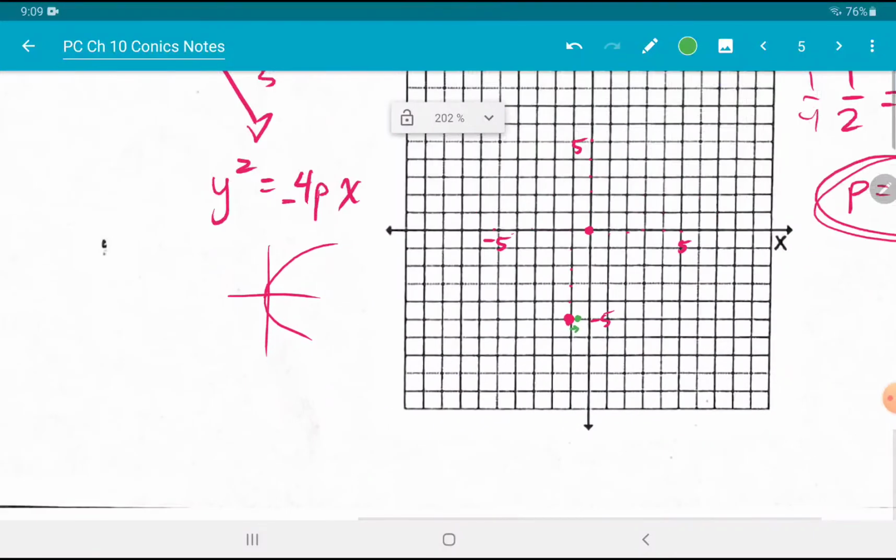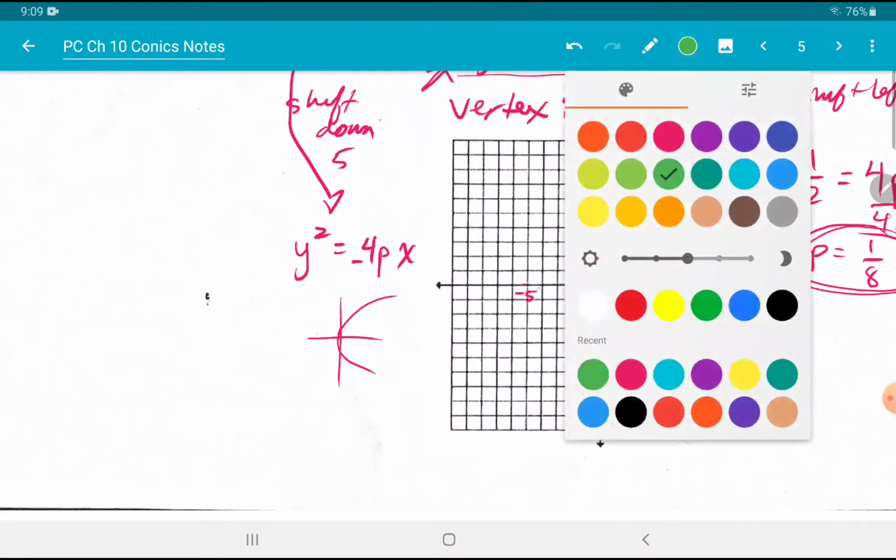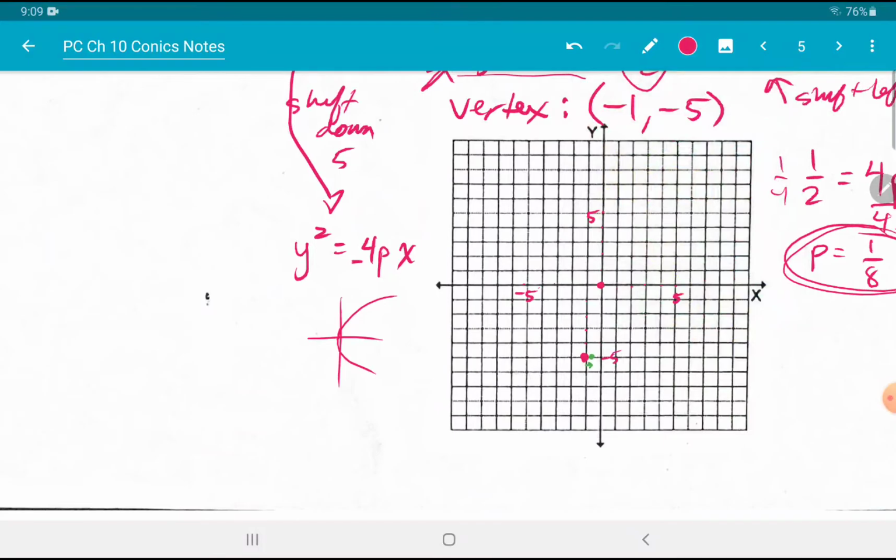Okay, so our focus, if we know that we're actually moving to the right by 1/8, think about what that coordinate pair is going to be. Keep in mind that our vertex is at -1, -5. So if you move to the right by 1/8 from -1, that would place the focus at -7/8, comma, -5. Okay, so that's going to be our point for the focus. It's going to be at -7/8, -5.